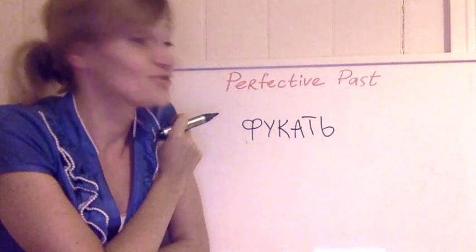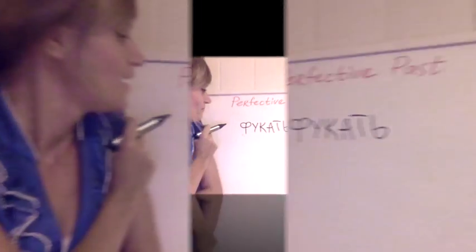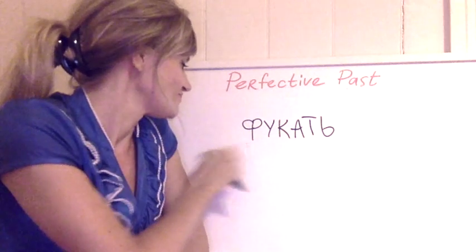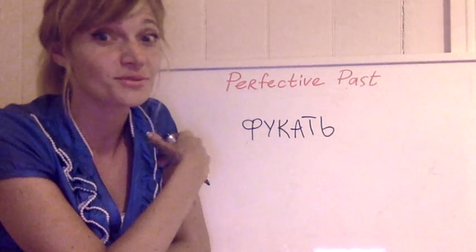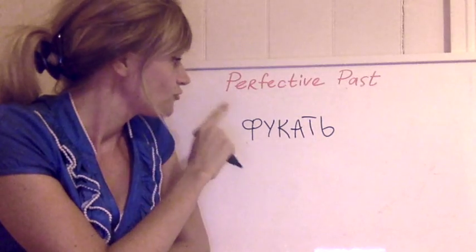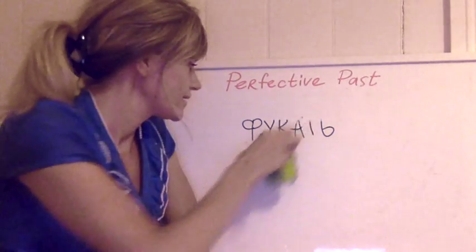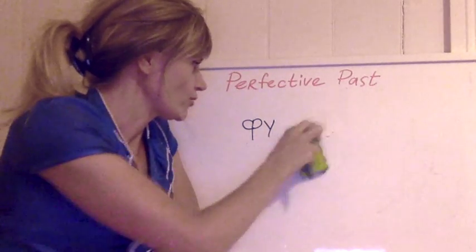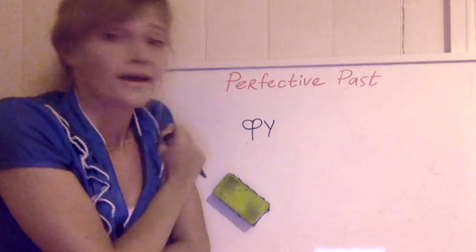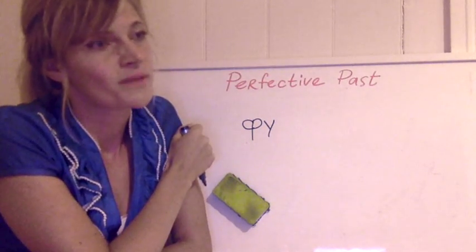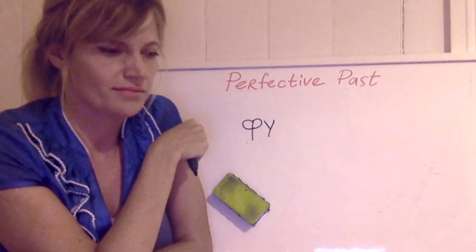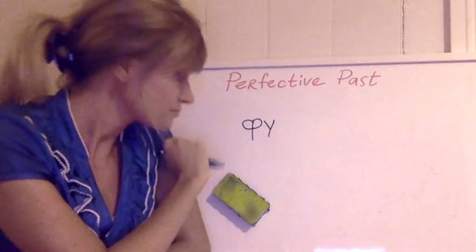Okay, let's take this strange verb. I'm not gonna teach you street talk, but I just want to show you how these prefixes are very important. Фукать. Okay, let's start from the very beginning. Фу. Just a sound. Doesn't really mean anything. Maybe фу, something like, I don't like it, фу.